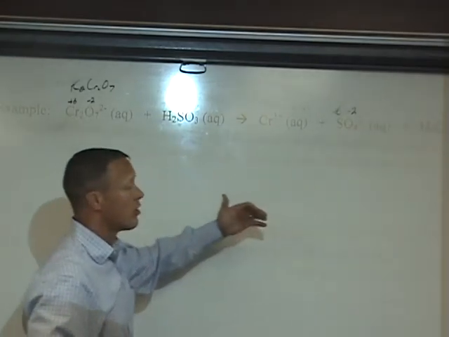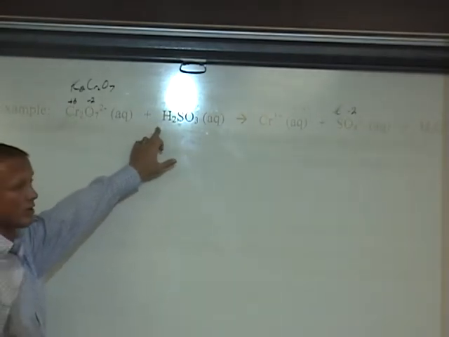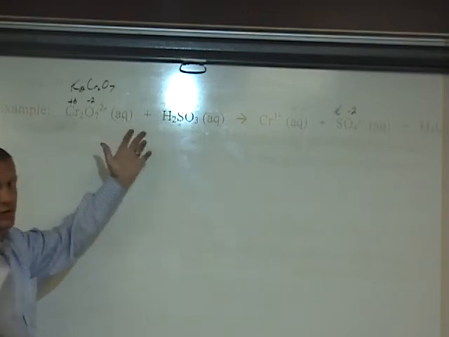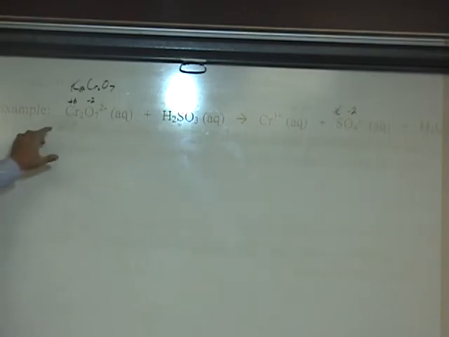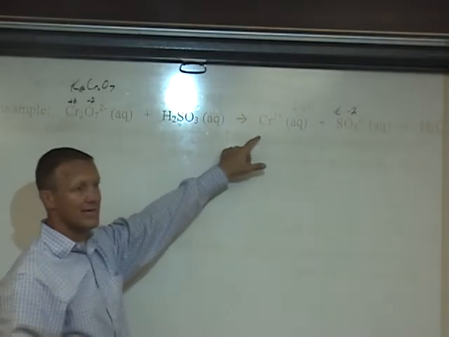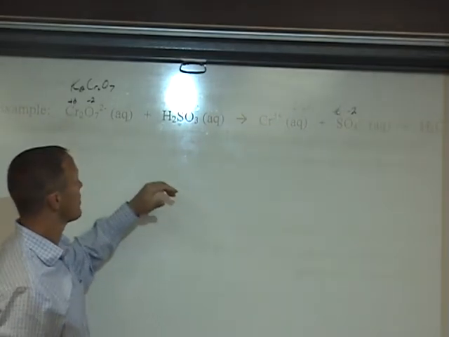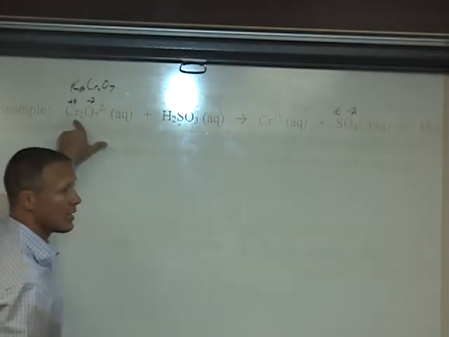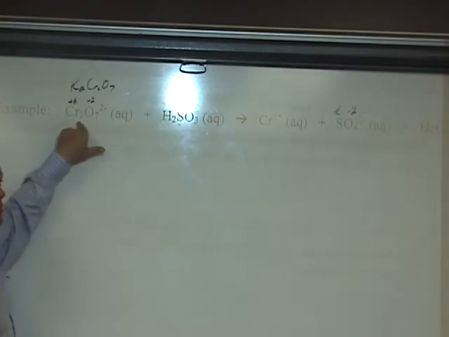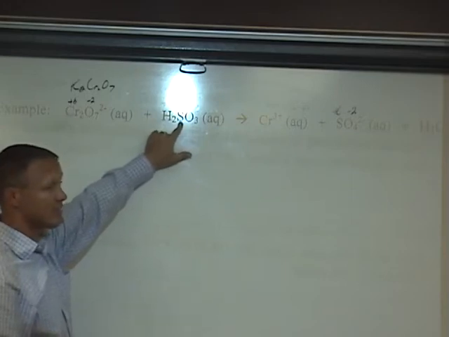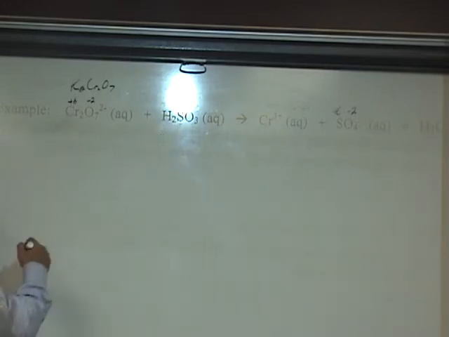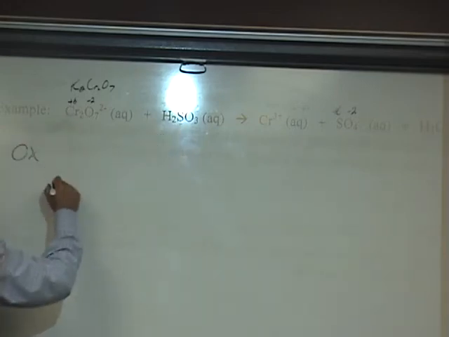So the elements that did not change charge: hydrogen stays +1 to +1. Oxygen's a -2 everywhere in here. Chromium goes +6 to +3, so that means it is gaining some electrons, it's being reduced. What's it being reduced by? What element is reducing chromium? Sulfur. So sulfur is being oxidized, it's losing electrons, giving them to chromium. Let's do our oxidation first. You can do either one first.